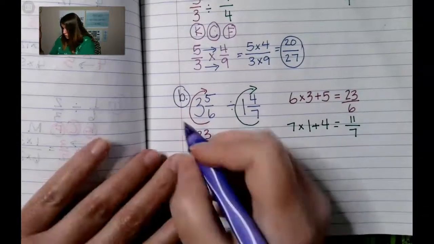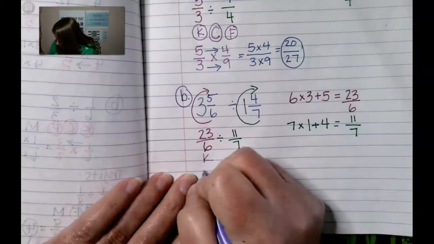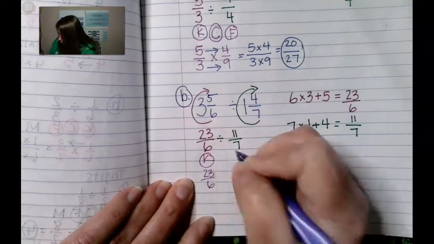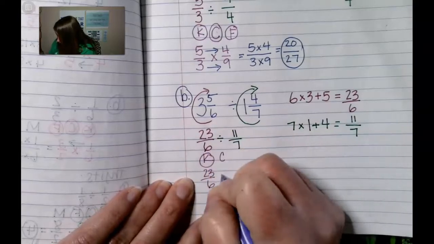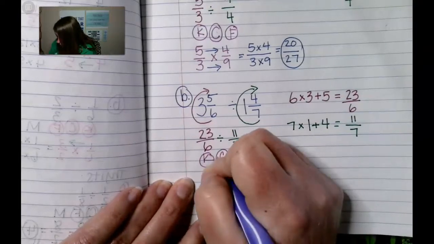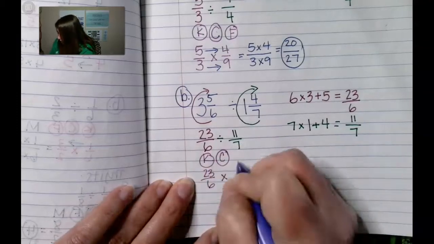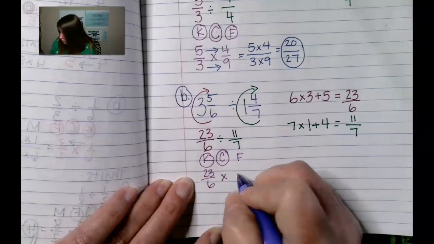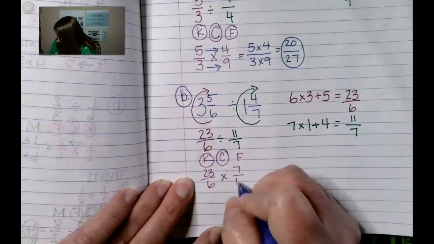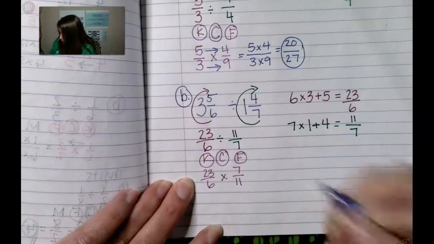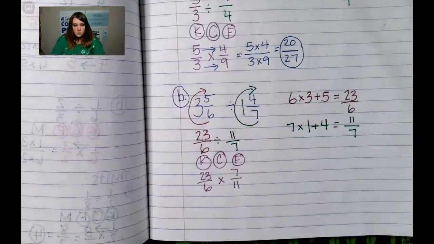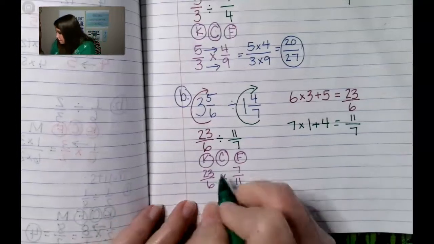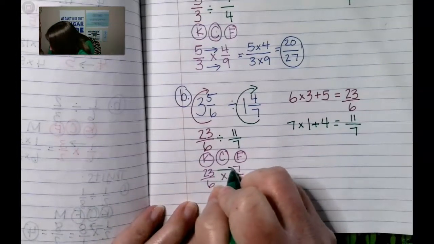So we are going to keep this first number as 23 over 6. We need to change our division sign to multiplication. And we need to flip from 11 over 7 to 7 over 11. Now we are ready to multiply. All right, so let's go ahead and multiply this out.